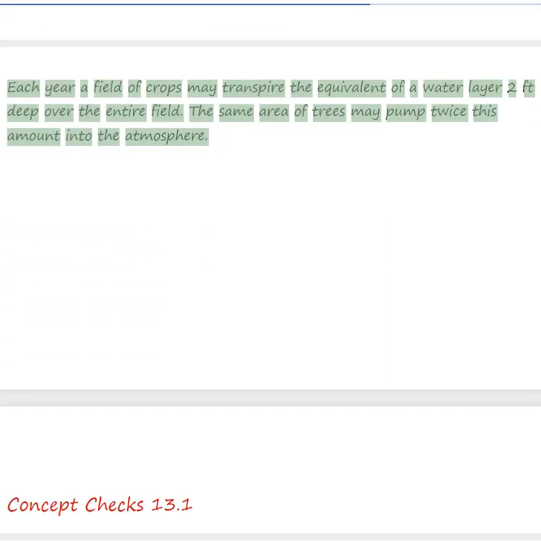Did you know? Each year a field of crops may transpire the equivalent of a water layer 2 feet deep over the entire field. The same area of trees may pump twice this amount into the atmosphere.